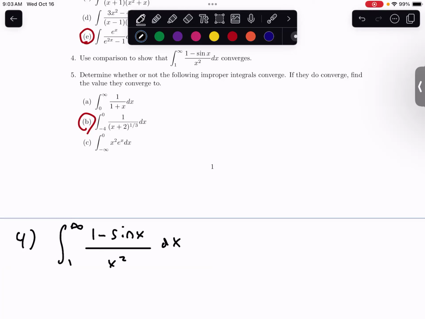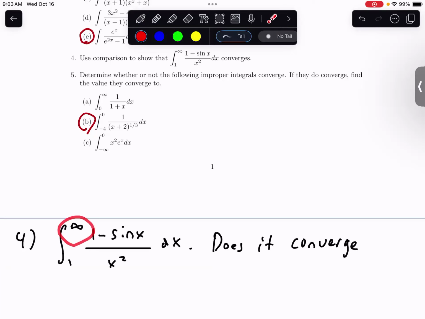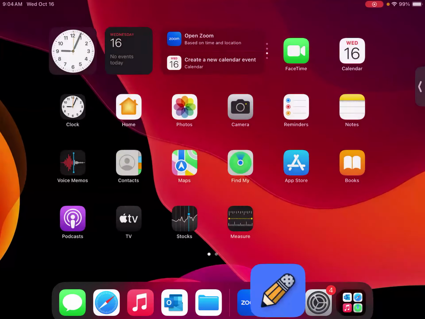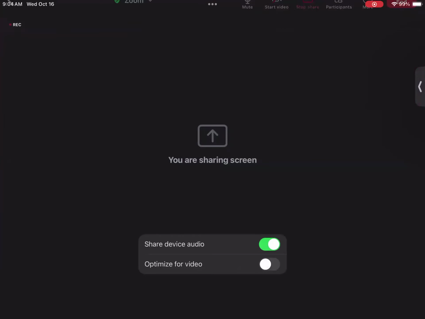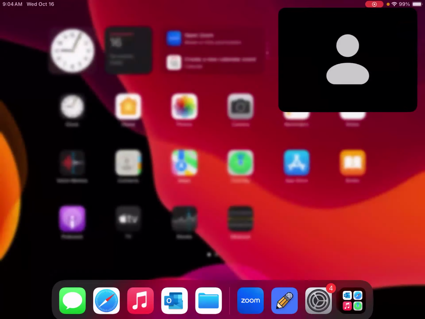And we're asking ourselves the question, does it converge? One of the bounds of integration is given by infinity. So there's a chance that this goes to infinity, or it's not a finite number, which means that it would diverge. Let me just make sure I'm recording. Okay.